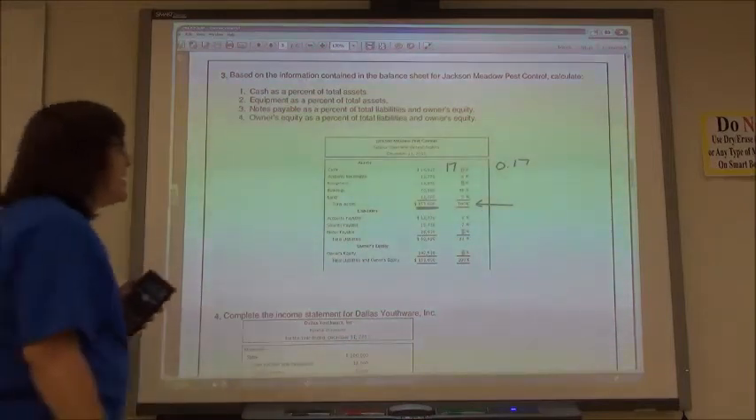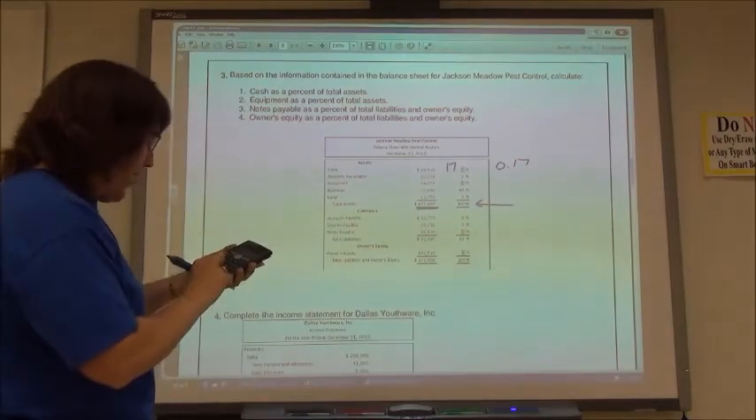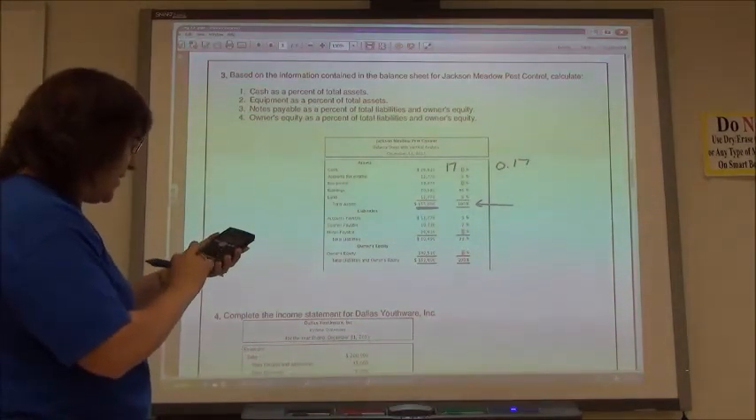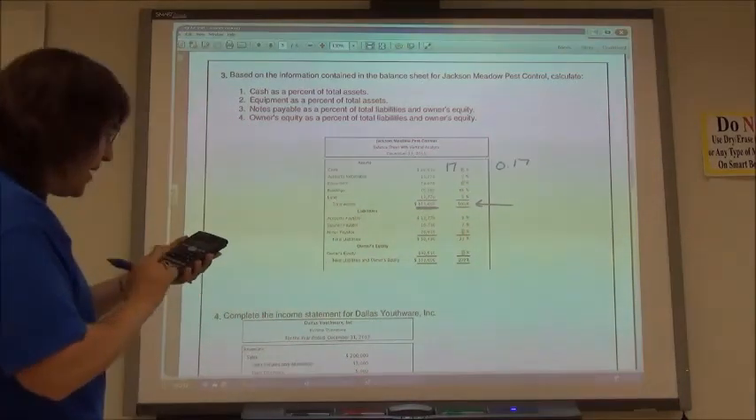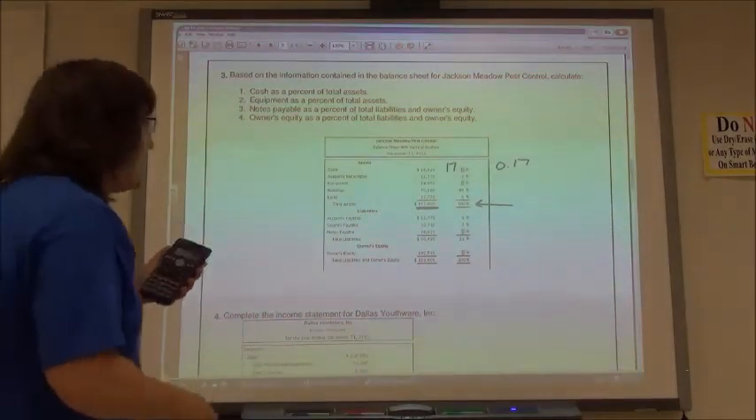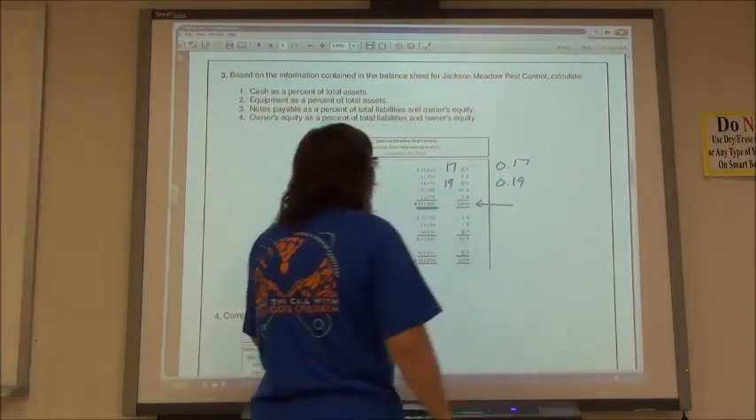And then they did the accounts receivable. We're going to do the equipment. For the equipment, we have $29,070. We're again going to divide by the total assets, $153,000. And so we get 0.19, so 19%.